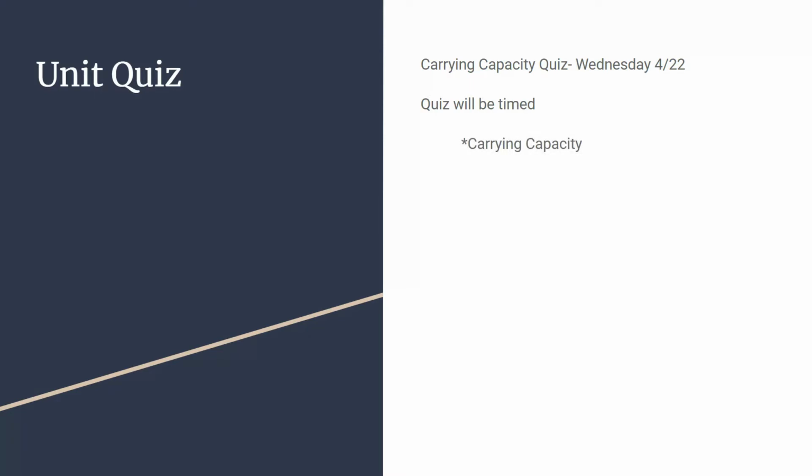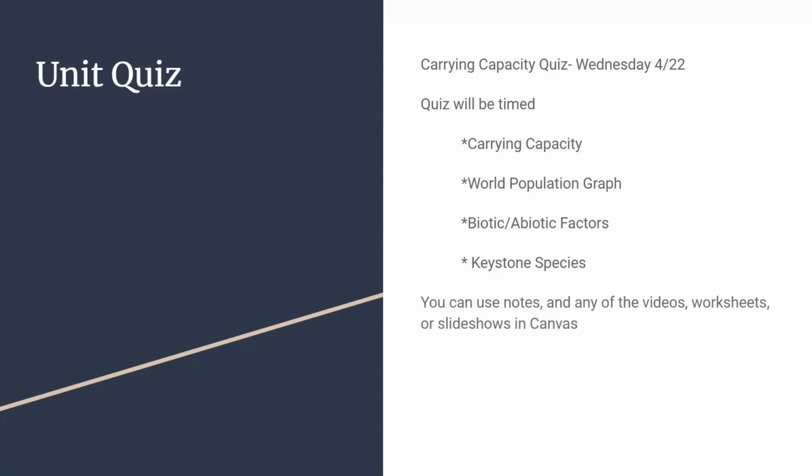The stuff that's going to be covered is carrying capacity, the world population graph, which we'll talk about here in a second, biotic and abiotic factors, keystone species, which we'll talk about today. You'll be able to use any of your notes, any of the videos, worksheets, or slideshows that I put in Canvas.